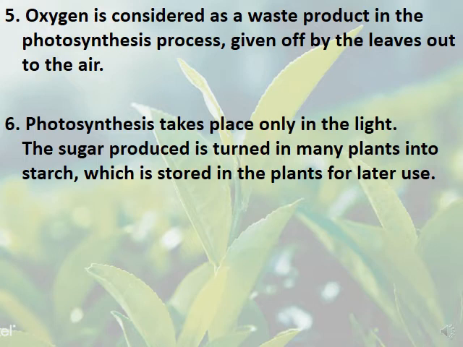Here, oxygen is considered a product. So what are the reactants? The reactants are carbon dioxide and water. We call them the reactants, while the products are the sugar and the oxygen. The oxygen is considered a waste product. Why? Because it's given off by the leaves out to the air. Photosynthesis takes place only in the light. The sugar produced is stored in many plants in the form of starch, which is used later by the plant.